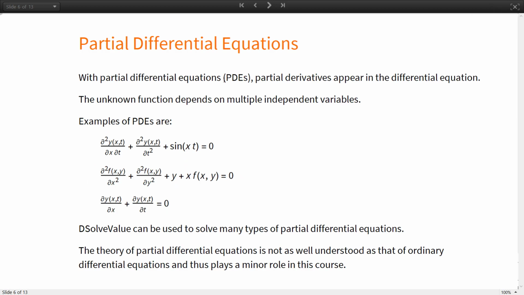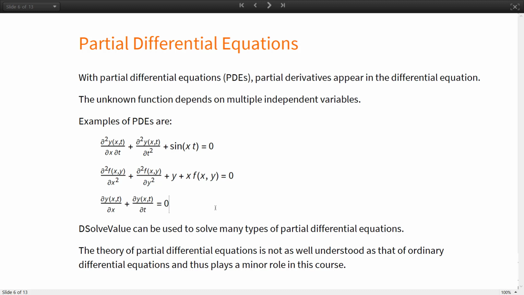With partial differential equations, or PDEs, partial derivatives rather than ordinary derivatives appear in the equation. In such a case, the unknown function will depend on multiple independent variables. Here are three examples of partial differential equations. Notice that in each PDE, the unknown functions have two independent variables, while partial derivatives or even mixed partial derivatives with respect to these independent variables appear in the equation.